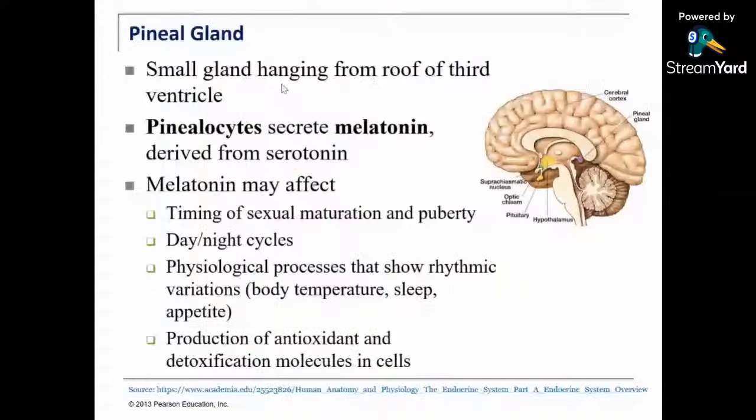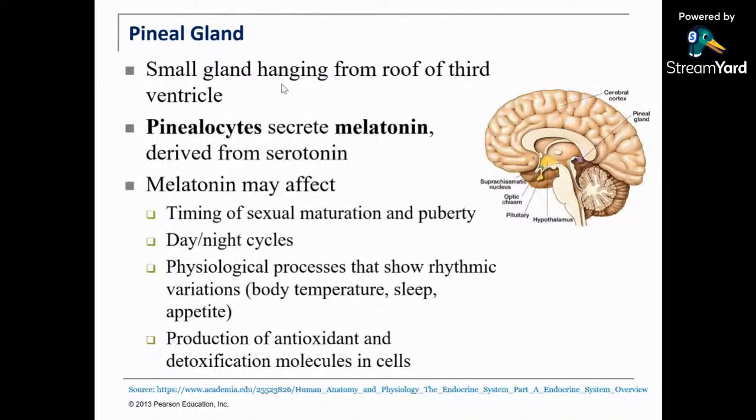Pineal gland, small gland hanging from roof of third ventricle. The cells secrete melatonin derived from serotonin. The melatonin may affect the timing of sexual maturation and puberty. It works on circadian rhythm, physiological process that show rhythmic variations, produce antioxidant and detoxification molecules in cells.